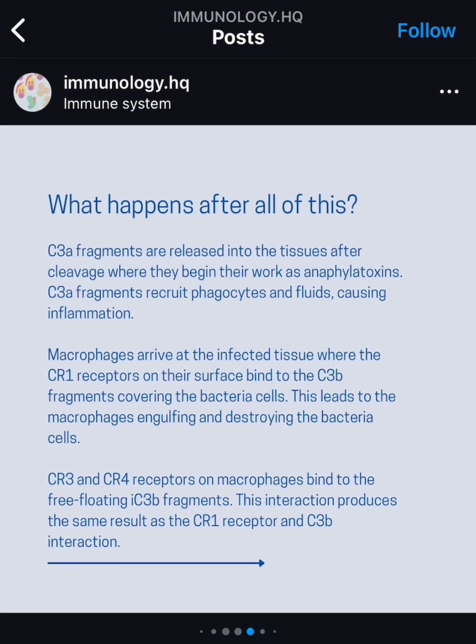Macrophages arrive at the infected tissue where the CR1 receptors on their surface bind to the C3b fragments covering the bacteria cells. This leads to the macrophages engulfing and destroying the bacteria cells. CR3 and CR4 receptors on macrophages bind to the free-floating iC3b fragments. This interaction produces the same result as the CR1 receptor and the C3b reaction.